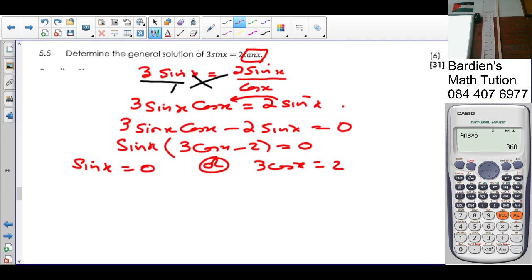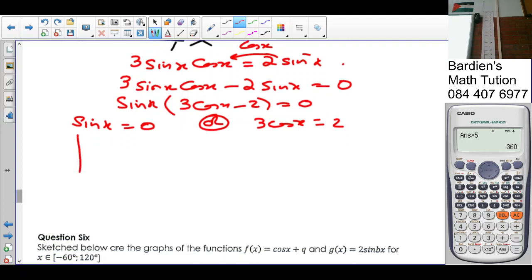Let's work with sine x equal to 0 first. Sine x equal to 0, the values are 0, 1 and minus 1, equal to one of those. I take it to the graph. That's a sine graph of 360. This is a normal sine x graph. So where is sine x equal to 0? At 0, 180, and 360. 360 is a repeated solution of 0.